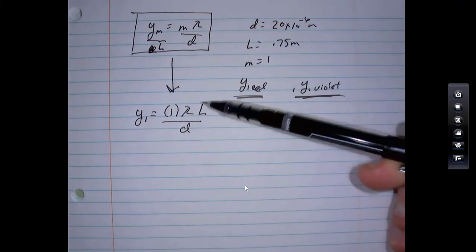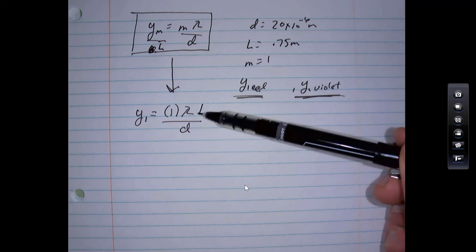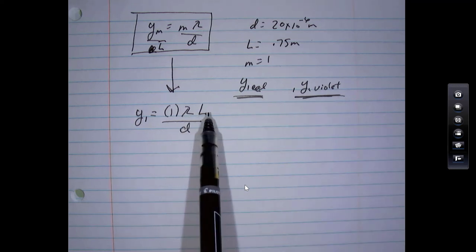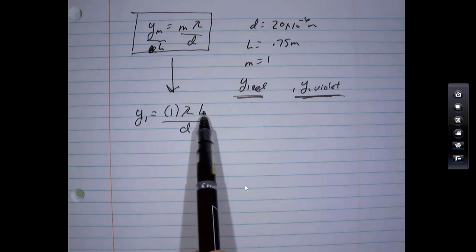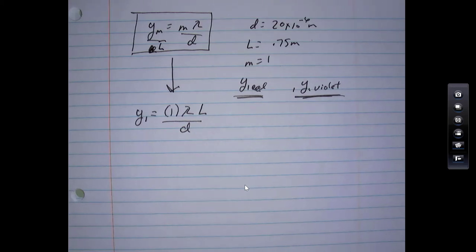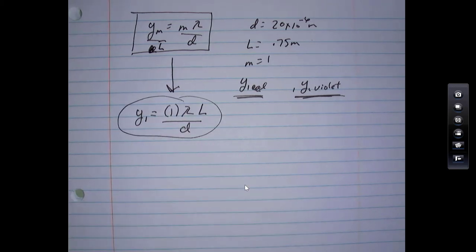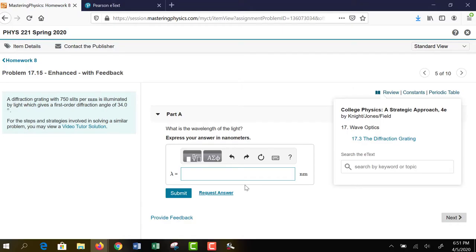And put m is equal to 1, you get this formula. So for red, insert the wavelength for red. L is the same for both of them, that's just the distance to the screen, and d is the same for both of them. So here's how you actually would solve that. And then make a note that Mastering wants the answer in centimeters. This will come out in meters, so you'll have to convert it into centimeters. All right, let's look at the next one.